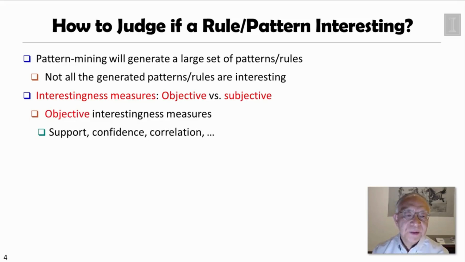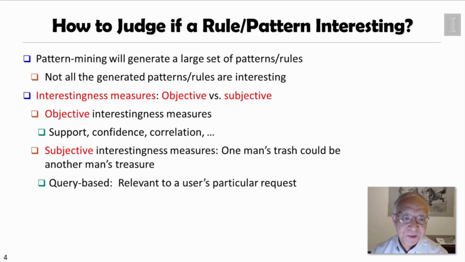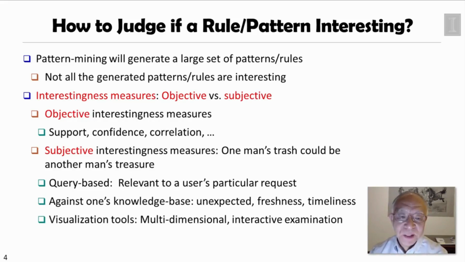Objective measures, like support, confidence, and correlation, are defined by mathematical formulas and do not change from person to person. But subjective measures may change from person to person because one man's trash could be another man's treasure. So the first approach is to ask a user, what do you like to see? So it's query-based. Another approach is, based on users' knowledge base, to try to mine something unexpected, fresh, or recent. Or we can map patterns and rules into a two-dimensional space and let the user interactively pick interesting things.